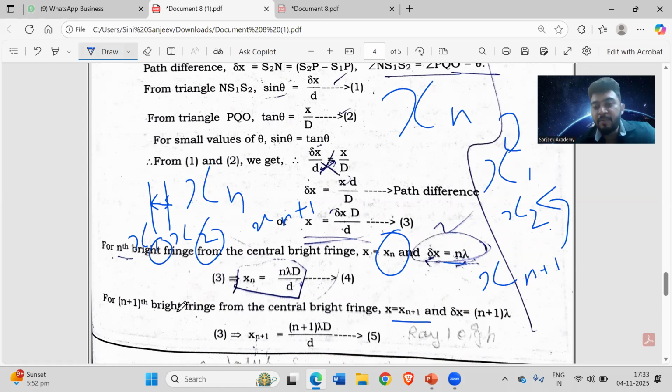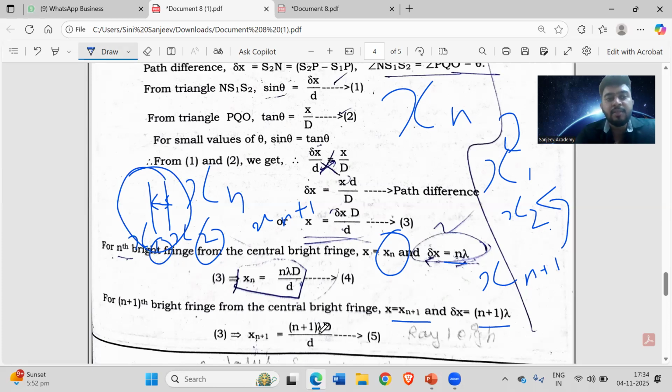So that's the reason I'm taking xn plus 1. Instead of n, I'll put n plus 1. Then I'll get xn plus 1, which is n plus 1 lambda D by d. Now, what is fringe width again? Come back to me. The distance between the two dark fringes. This is what I'm again talking about. The distance between the two dark fringes.